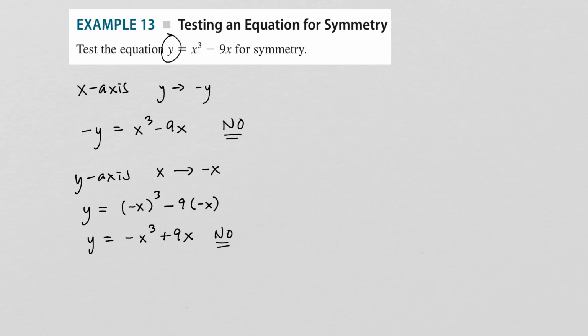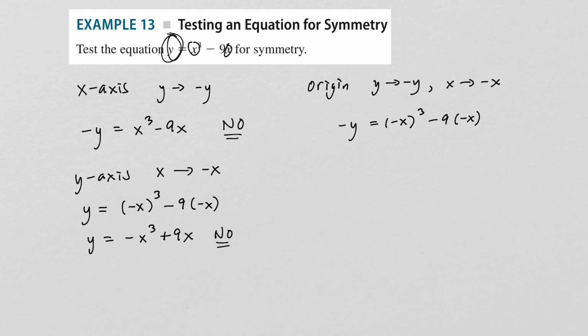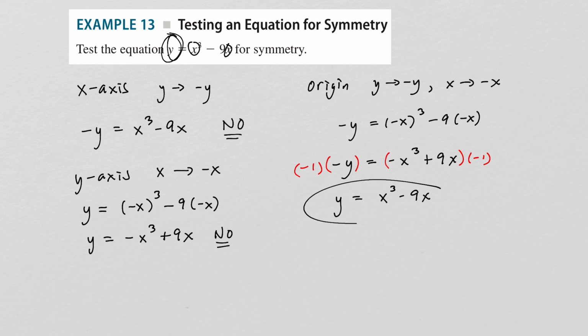Now for symmetry through the origin, we are going to replace y with negative y, and we're going to replace x with negative x. So y becomes negative y, and both of these x's become negative x. This is going to give us negative y equals negative x cubed plus 9x. But now notice, if we multiply both sides by negative 1, this becomes y equals x cubed minus 9x. And this is the same as the original equation. So yes, we do have symmetry through the origin.